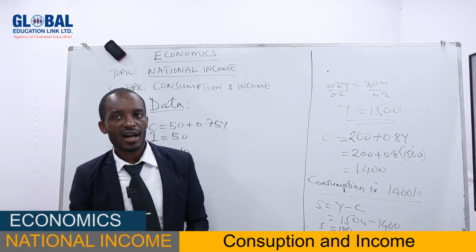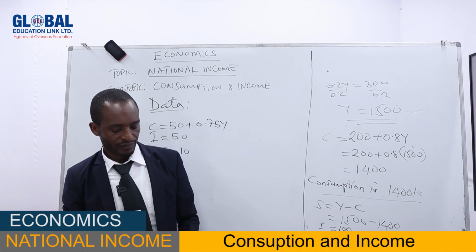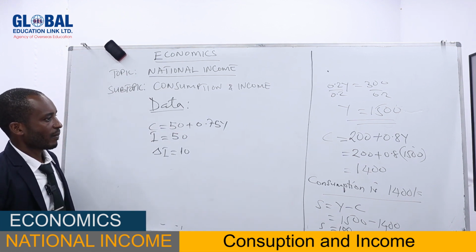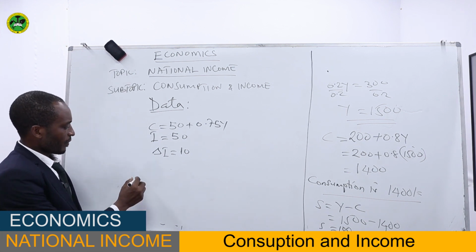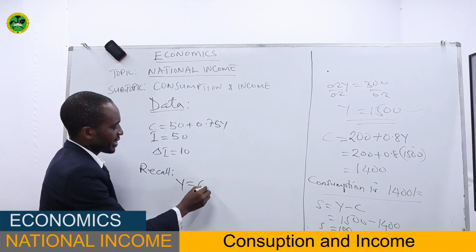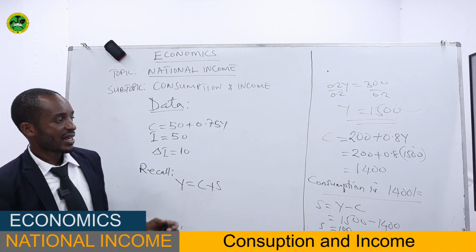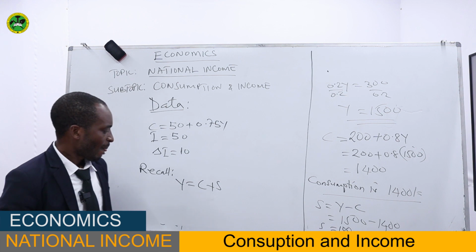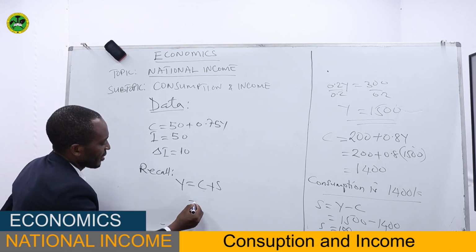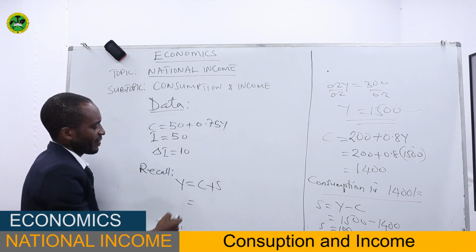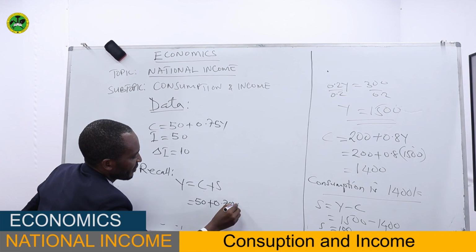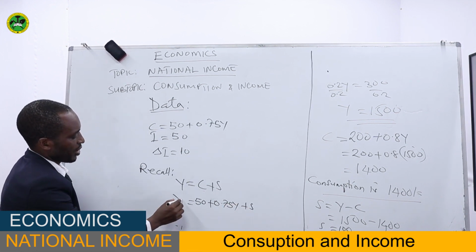Now we are asked to derive the saving function. Recall the following equation: Y equals C plus S. This is the aggregate supply function. Now, we are already given the consumption equation, which is 50 plus 0.75y. So you substitute this variable, so it will be 50 plus 0.75y, then plus S. So our equation will be like this.